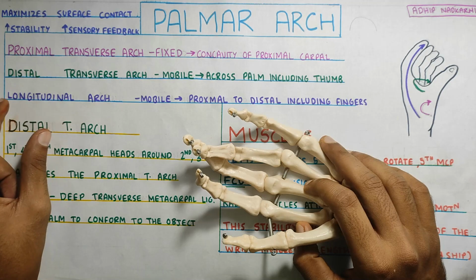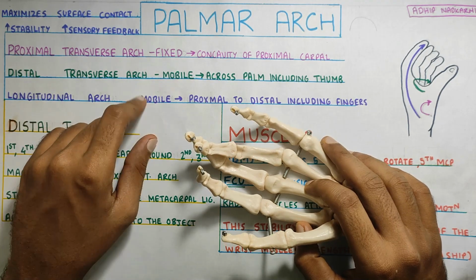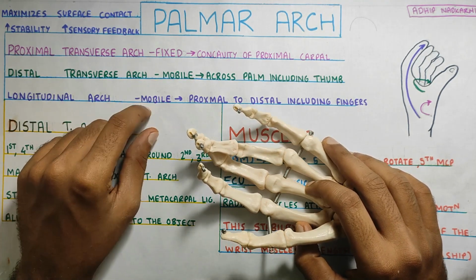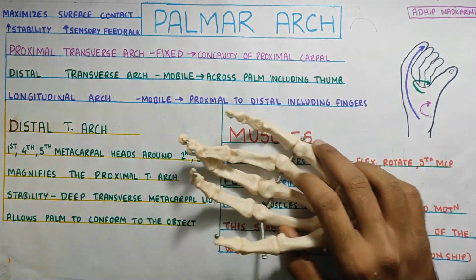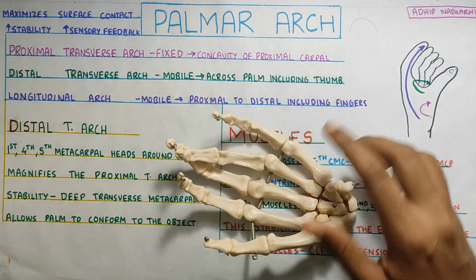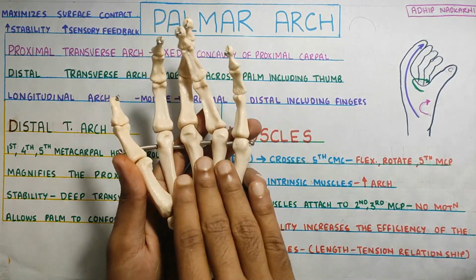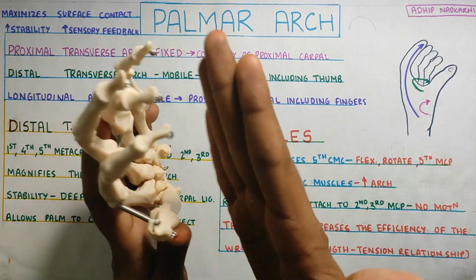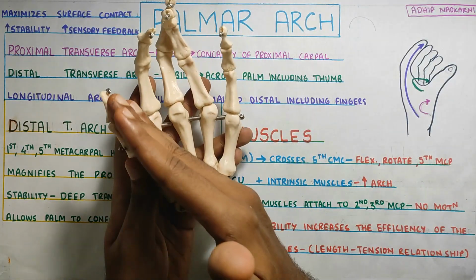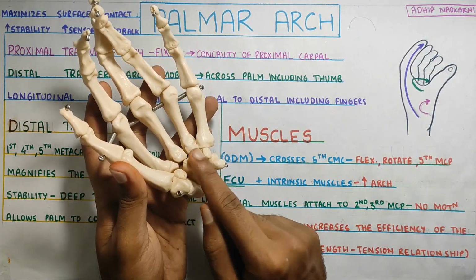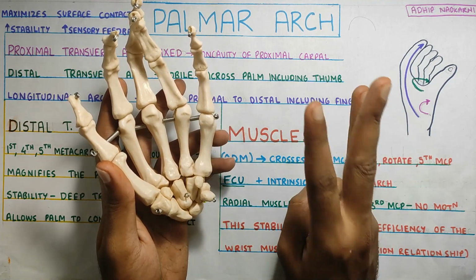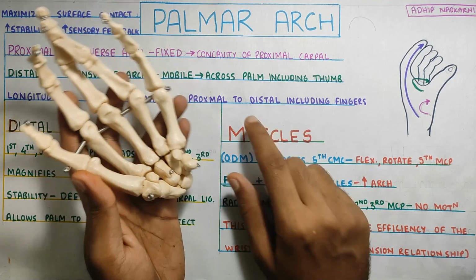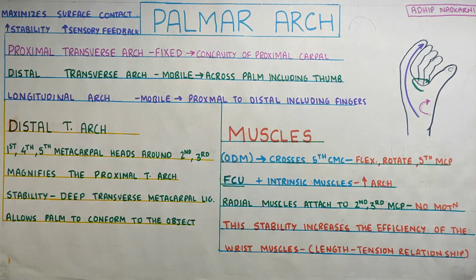And the last one is the longitudinal arch, which is again a mobile arch, and it starts from the proximal and goes to distal, including the finger. If you can see this purple line, basically this is your longitudinal arch, a straight arch, right? So this is your longitudinal, this is your transverse, and the smaller one is your proximal transverse, right? So these are the three arches that are seen, out of which two are mobile and one is fixed.